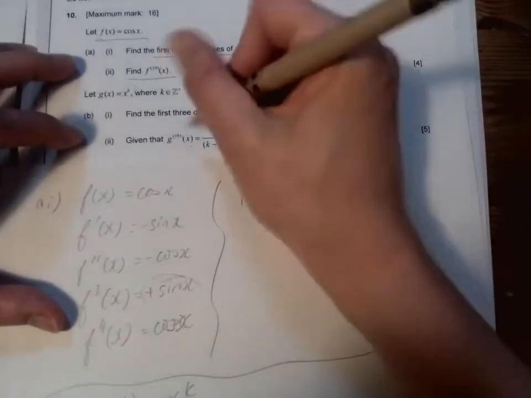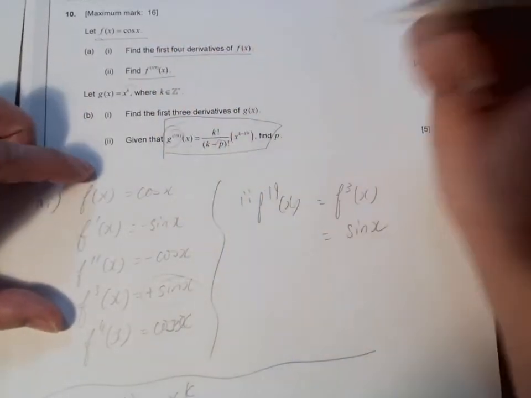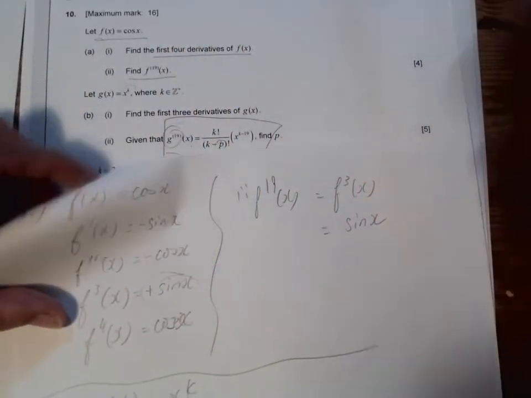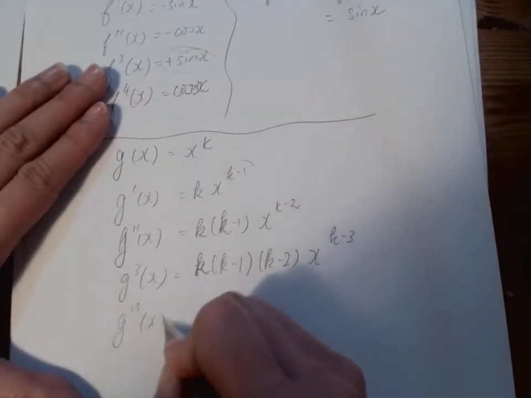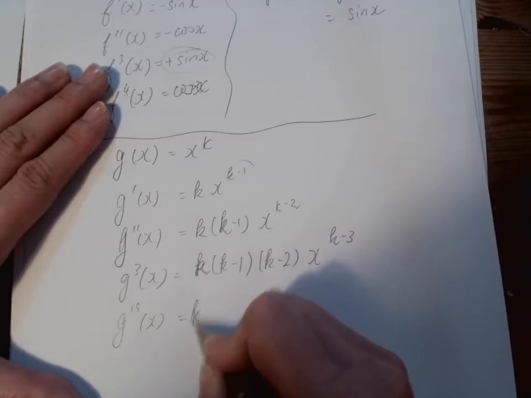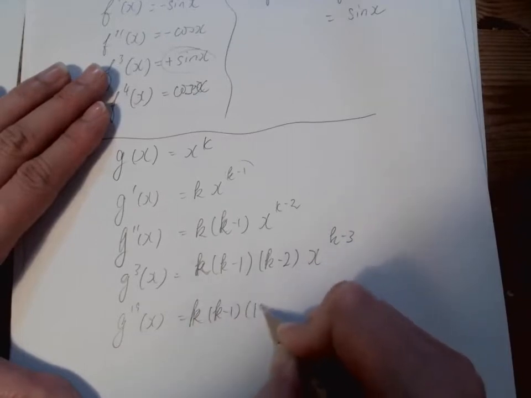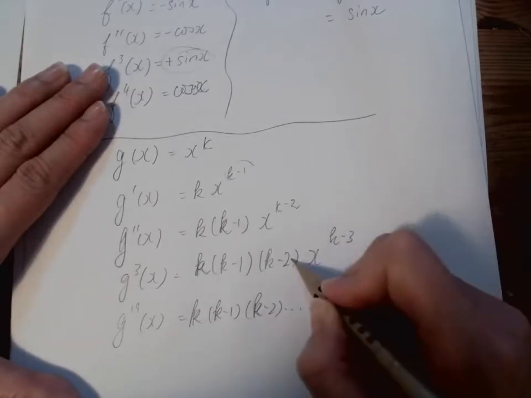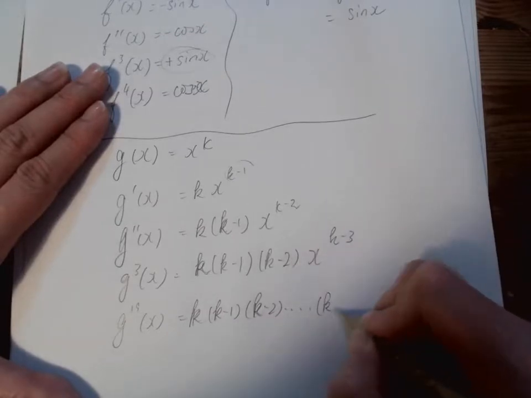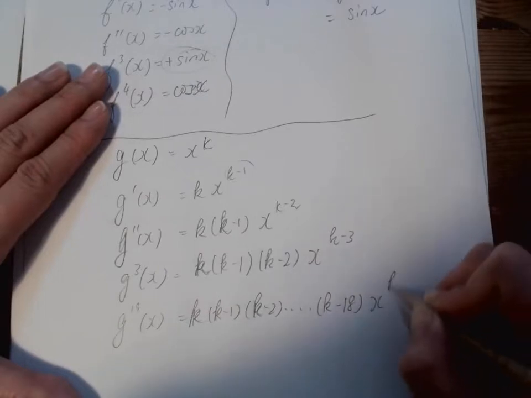Now we want the 19th time here. We need to show that it looks like this. We have a factorial here, and we need to make it look like a factorial. So we move on. g^(19)(x) should be equal to k, k minus 1, k minus 2 onwards, because this should be 1 less than that. So it should be k minus 18 and x to the power k minus 19.